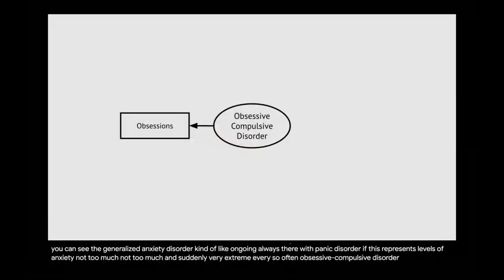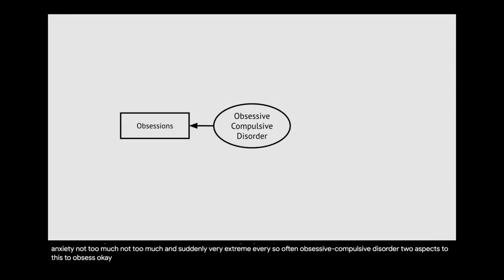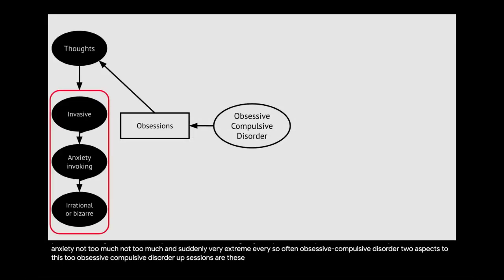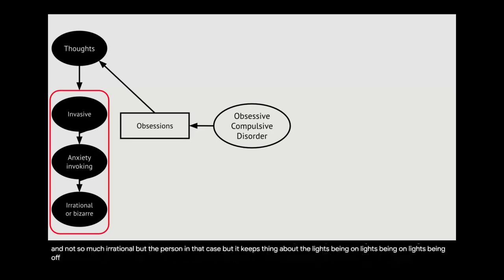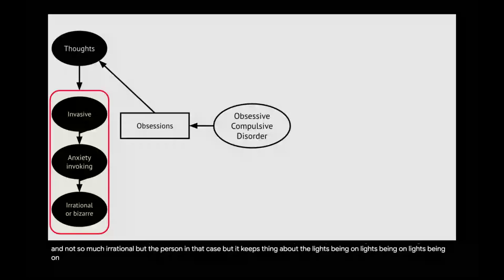Obsessive-compulsive disorder has two aspects. Obsessions are thoughts that are invasive, cause anxiety, and can be irrational or bizarre. The persistence kind of makes them irrational. A person says, I left the lights on, and keeps thinking about the lights being on, and just can't stop thinking about it. And it could be irrational, like the aliens are coming down. Not necessarily all people with OCD, but to an extent.